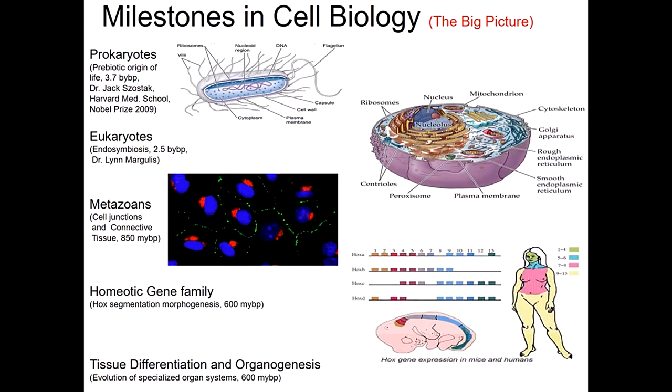And then in addition to this body segmentation, we also have tissue differentiation and organogenesis, okay? So, evolution of different organs and tissues, which we're going to be looking at during the next several months. So these are the milestones that have occurred over 3.7 billion years or thereabouts to go from an extremely primitive microorganism through eukaryotes, multicellularity, body segmentation, and organogenesis, okay? So 3.8 billion years is a long time. When you consider that here we are after 3.7 billion years of evolution, it puts things in perspective.